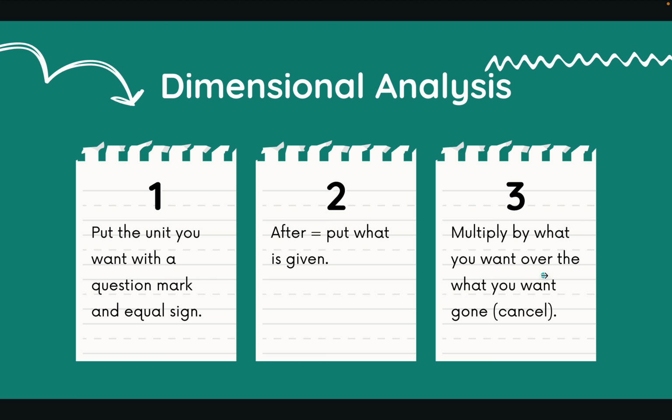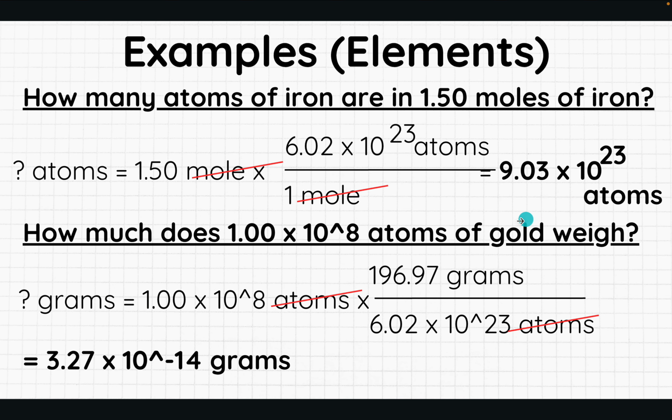On dimensional analysis, we discussed this in the previous topic. Let's go over it again. So first, you put the unit you want with a question mark and equal sign. After that equal sign, you put what is given, the numbers that are given, and then multiply that by what you want over what you want gone. Just cancel out the denominator. That might be confusing, but let me show you an example.